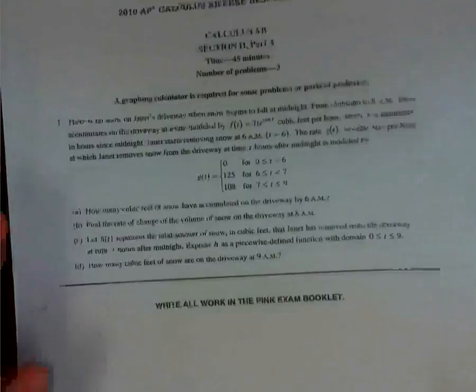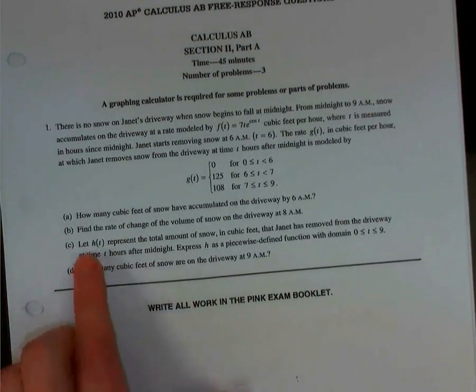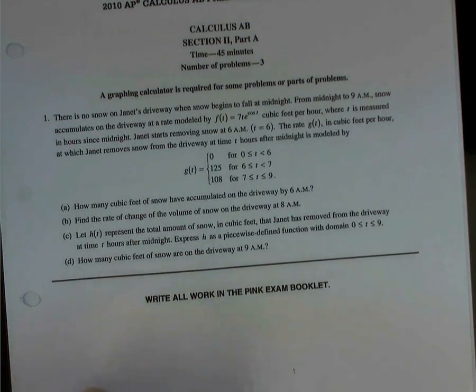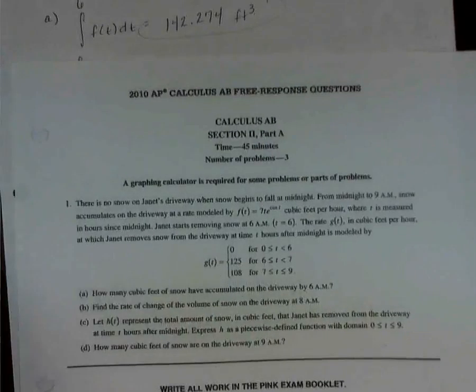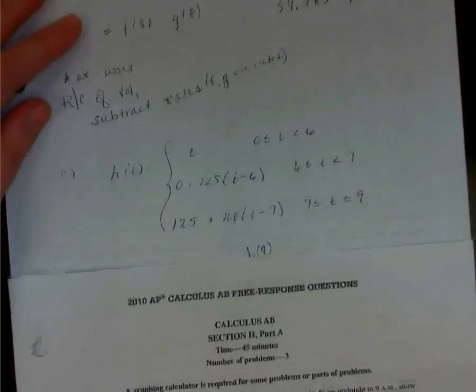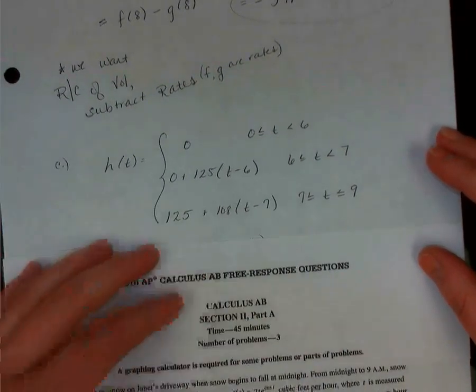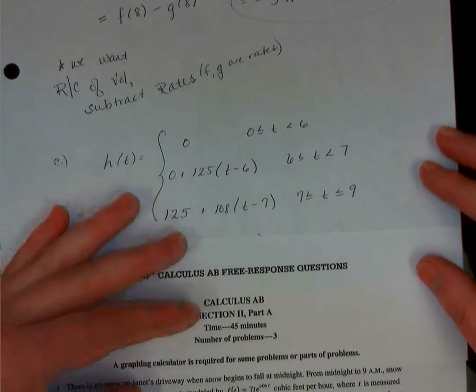Now, part C. This is the key. You have done this many times. Let H of t represent the total amount of snow in cubic feet that Janet's removed from the driveway. Express H as a piecewise defined function with a domain of 0 to 9. I hope we get this right. Part C, here's our traditional piecewise model. How much snow has been removed from the driveway from 0 to 9.